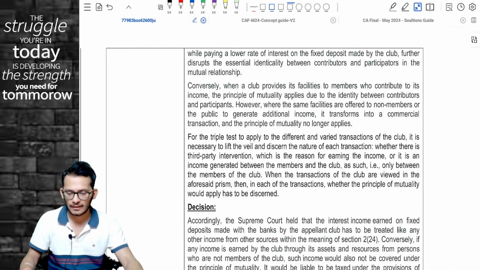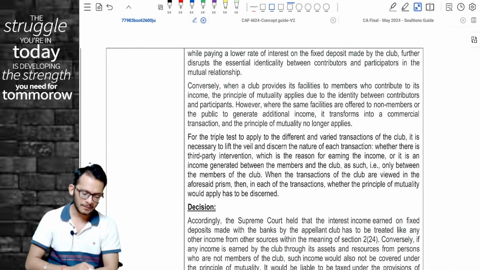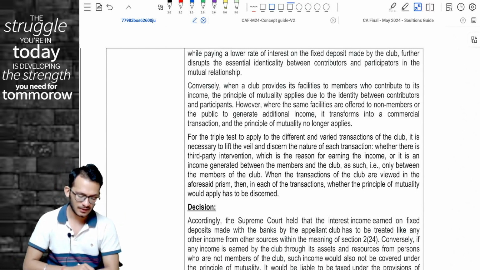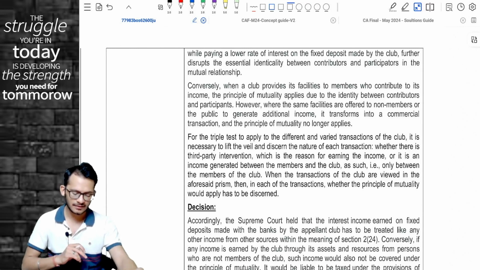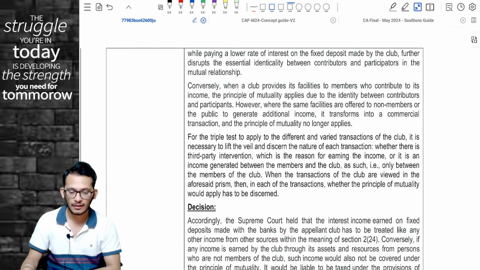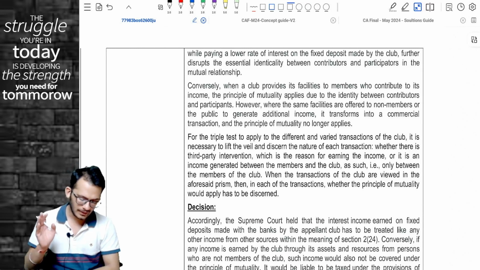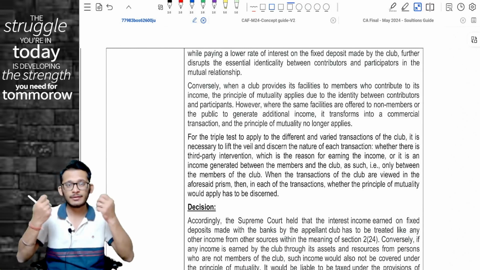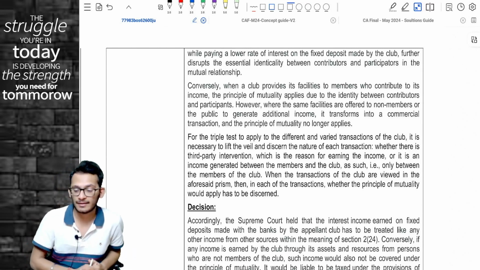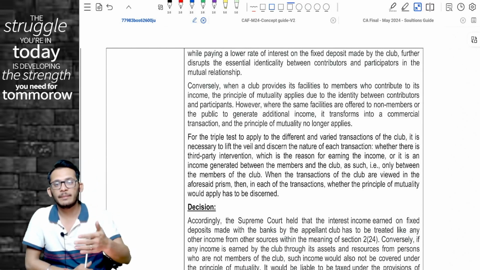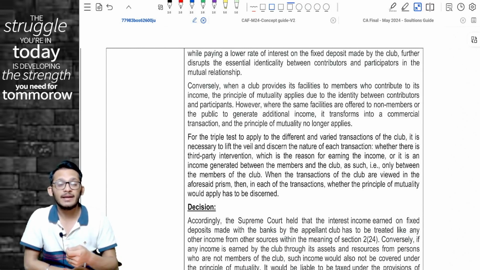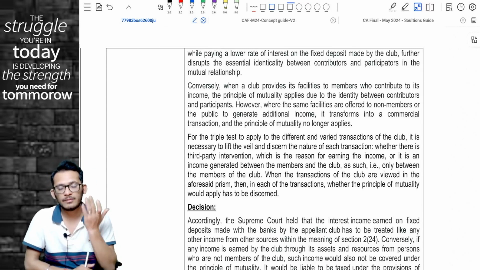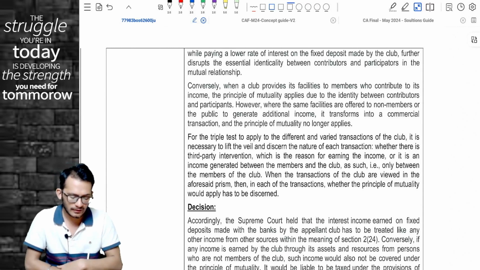Next. For the triple test to apply to the different and varied transactions of the club, it is necessary to lift the veil and discern the nature of each transaction. Whether there is a third party intervention which is the reason of earning the income, or it is an income generated between the members of the club, that is only between the members of the club. You need to lift the veil and check where you are generating this income from. If you are generating this income from your member directly, then there is no problem. But if the money is going to come from a third party because of a commercial bank operation, in that case it is not called the principle of mutuality.